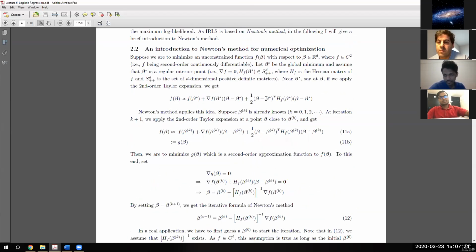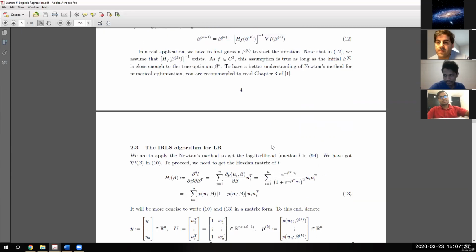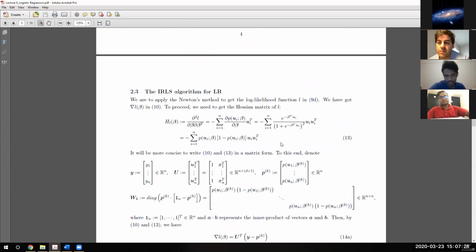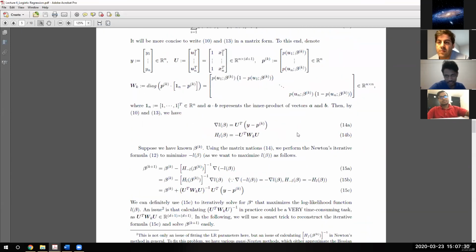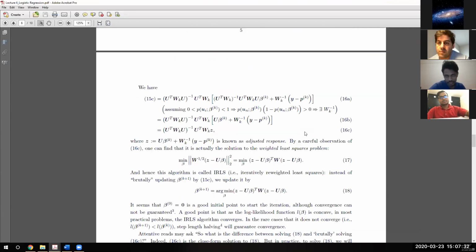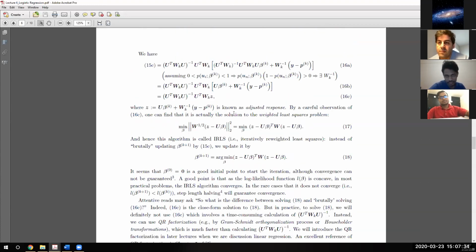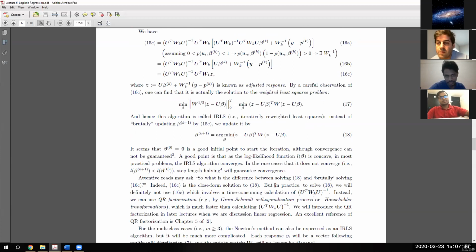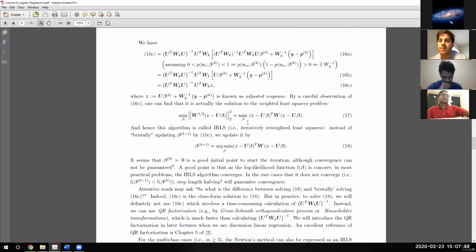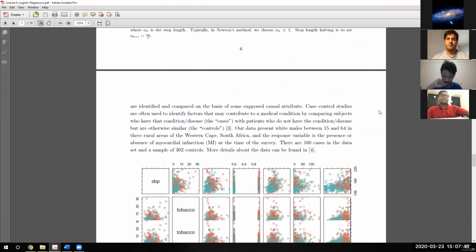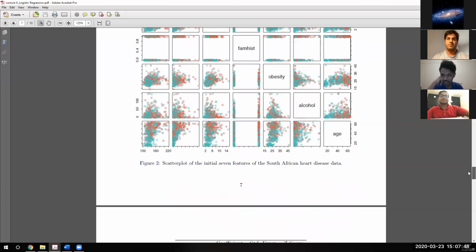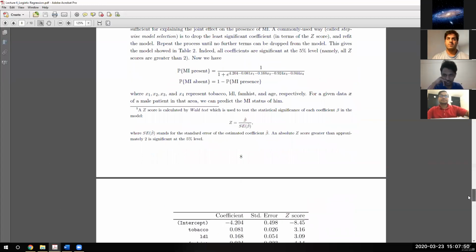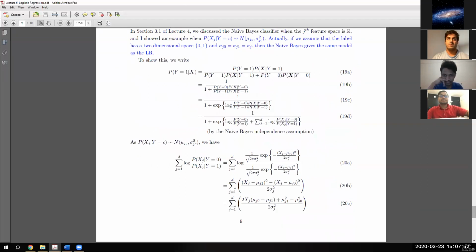And then finally, we use Newton's method and the IRLS method. Again, I cannot remember the full name of IRLS. Iteratively reweighted least squares. And we can get this one. And finally, I remember I showed the example. This is from Tibshirani's book. And we can get the result.